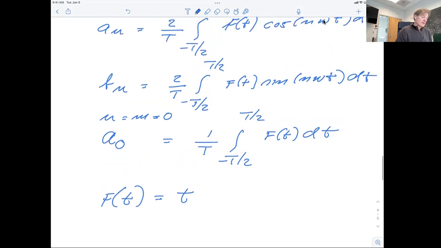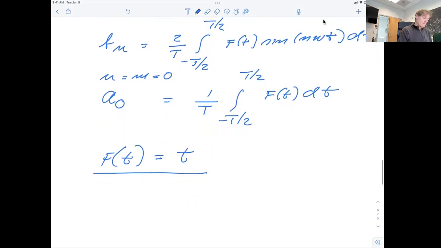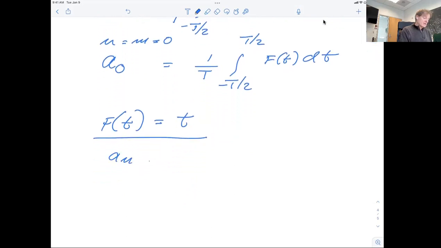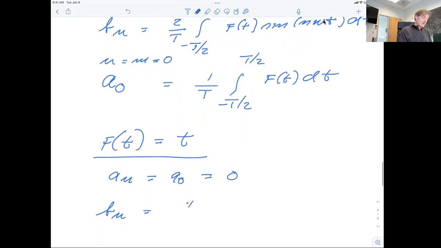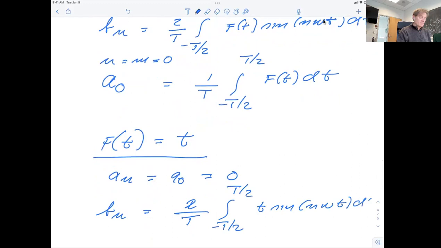So in our case, if I look at this specific function, I can now find the Fourier coefficients. What we're going to see for this specific example is that a of n is going to be equal to 0, and a of 0 is going to be equal to 0. The only coefficient which is going to be non-zero is our coefficient b of n. So b of n is in this case going to be given by an integral which goes from minus T half up to T half, with 2 divided by T, and then I have t times sine of n omega t dt. So this is the integral which I need to evaluate.